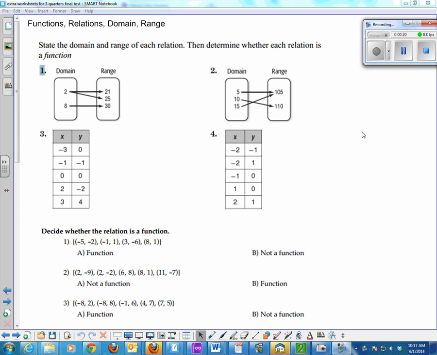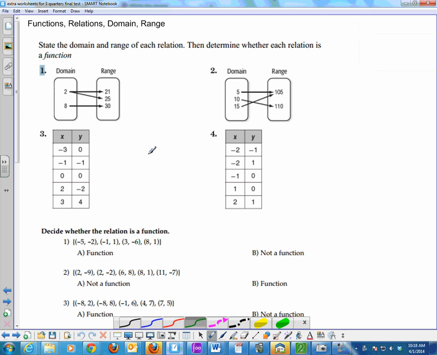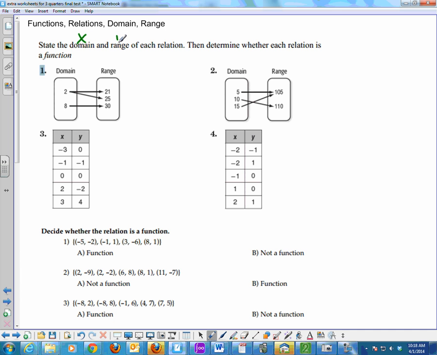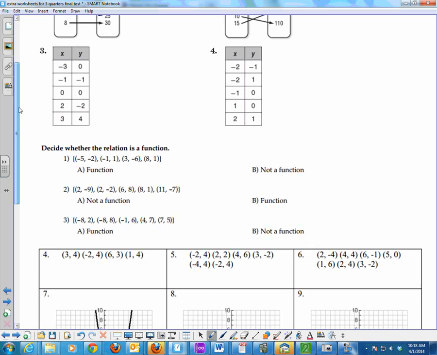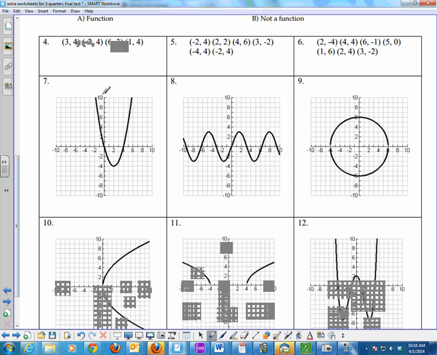If you remember, the domain is the x values of the function, and the range is the allowable y values of the function. So the first part here, we're supposed to determine whether each relation is a function or not. What makes a relation a function is if it passes the vertical line test.